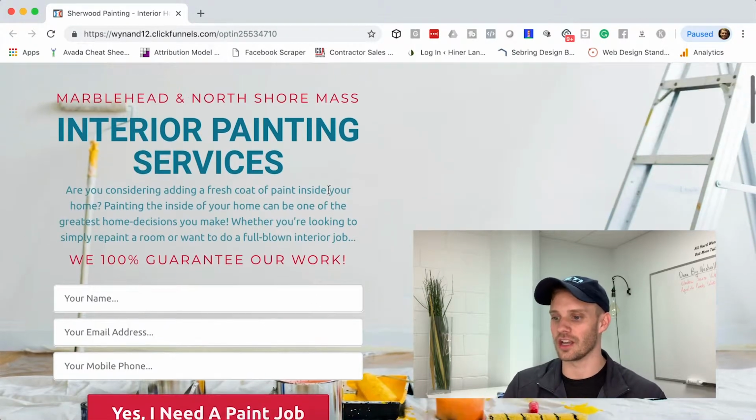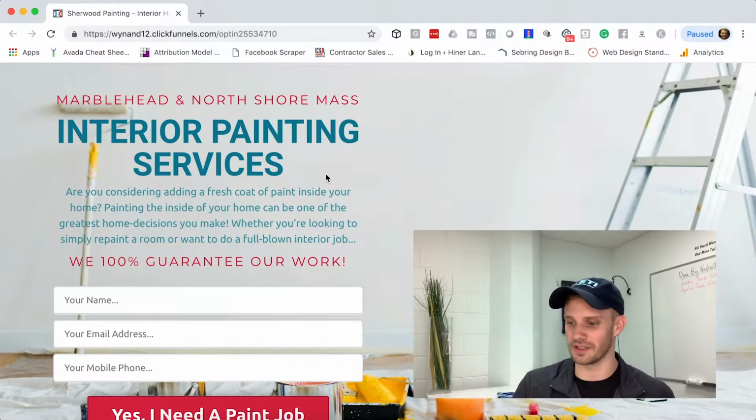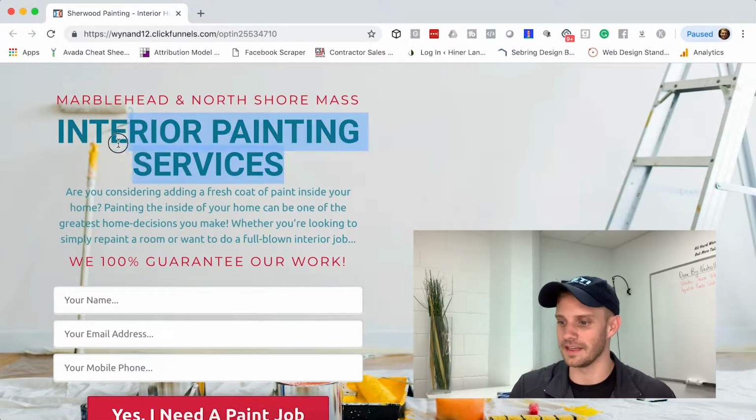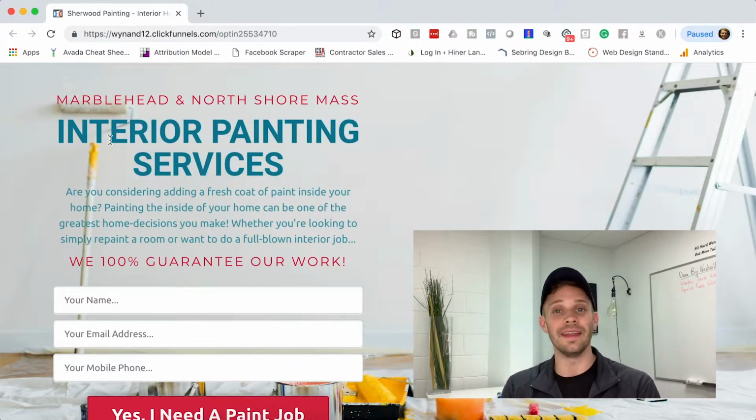So they come in, and the first thing we show them is a picture in the background and then "interior painting services." That means if somebody is searching for anything interior painting related, they come to this page. If they're searching for exterior painting, we do not want to send them to this page. They need to be sent to exactly what they're looking for.